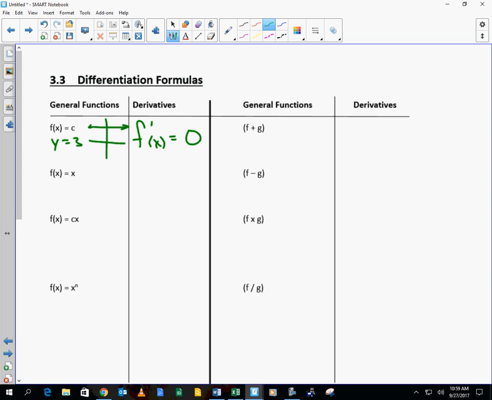I just want to give an example. So suppose we have f of x is equal to x. What does that graph look like? It's a line with a slope of 1. So what's the derivative? Derivative is slope. So the derivative is 1. Doesn't matter where you are on that line. The slope is 1. The derivative is 1. The rate of change is 1.